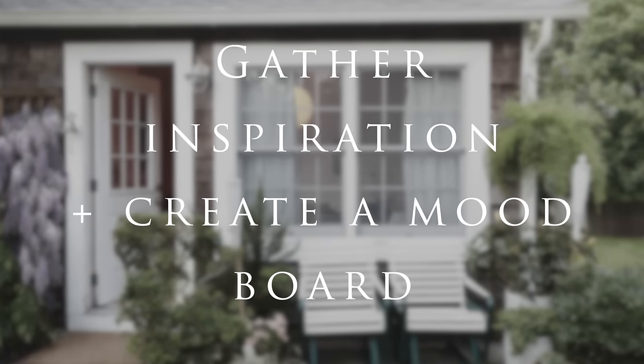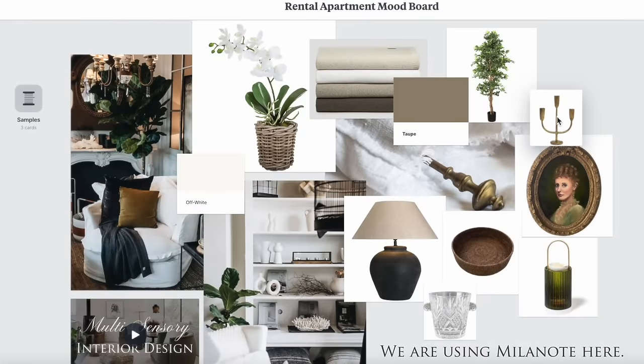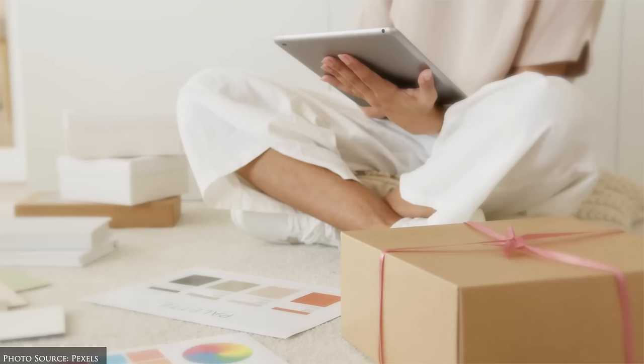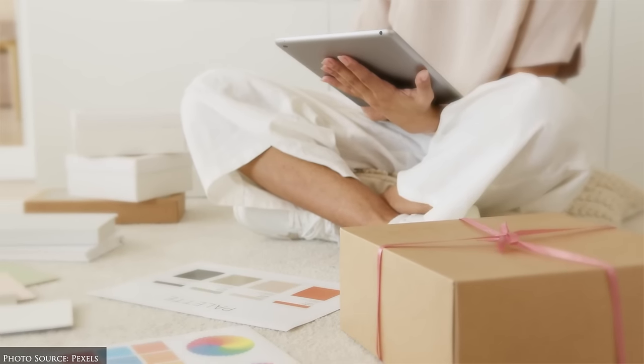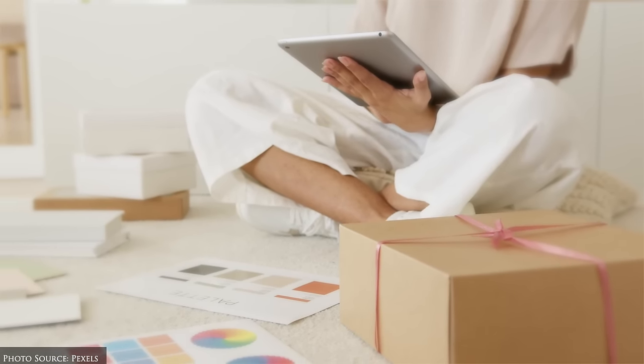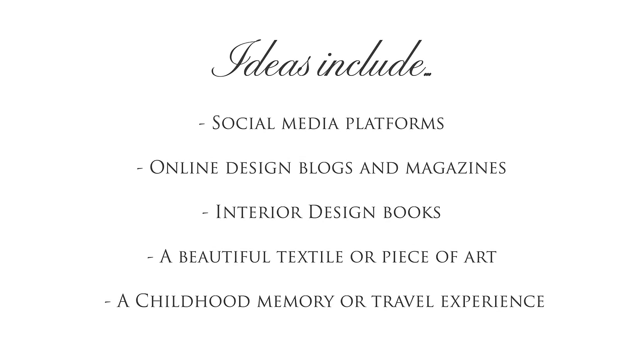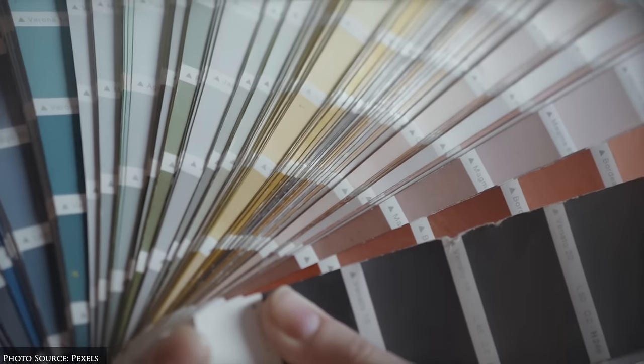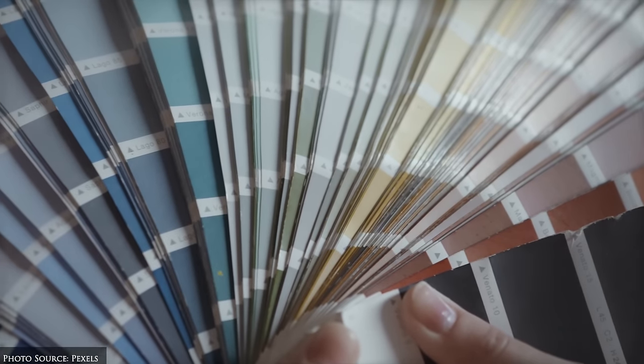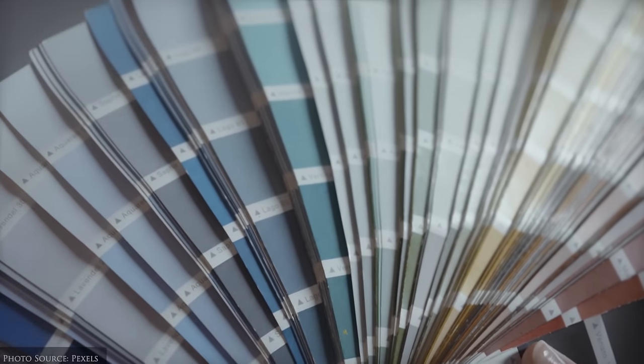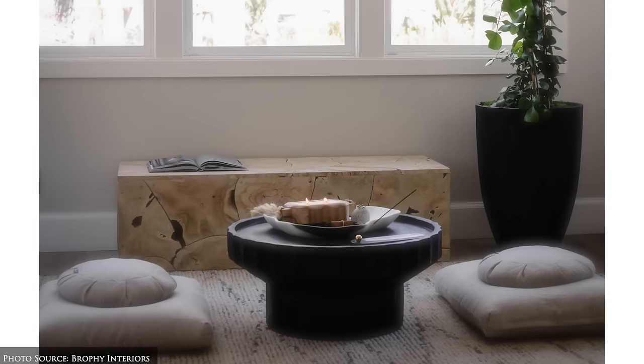Gather inspiration and create a mood board. Step 2 is to gather inspiration and create a visual mood board to guide your design choices. Some sources of inspiration include social media platforms such as Pinterest or Instagram, online magazines or design blogs, interior design books, a beautiful textile or piece of art, a childhood memory or travel experience, a favourite colour, or a certain philosophy such as essentialism, lagom, hygge, or wabi-sabi.